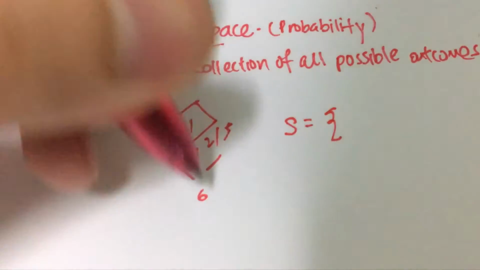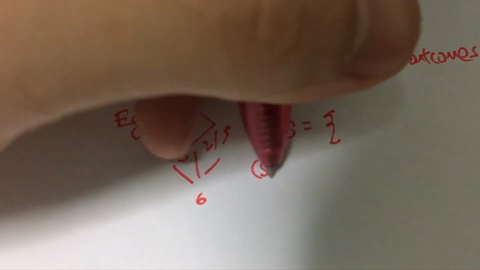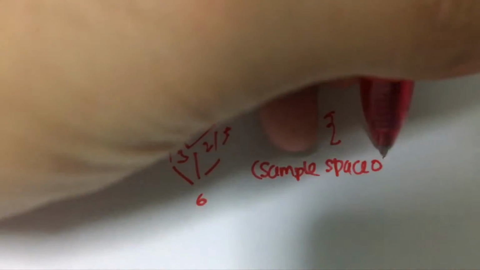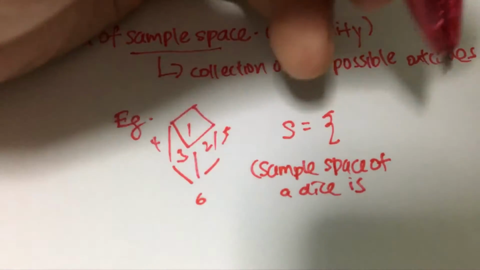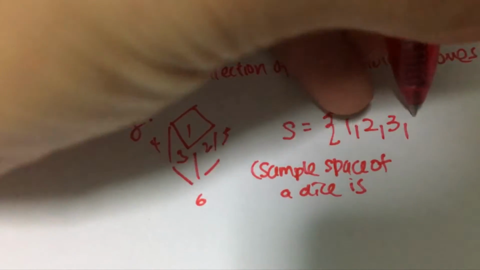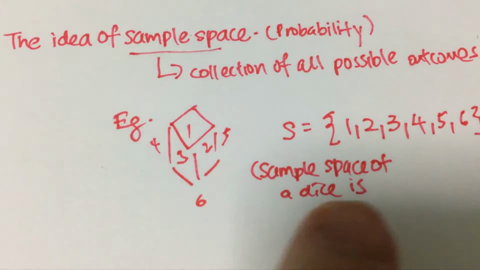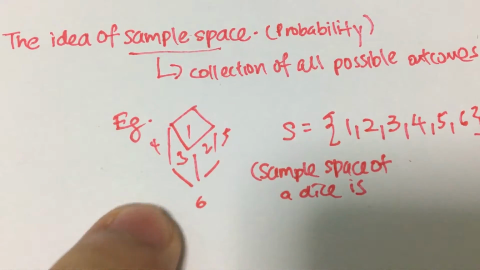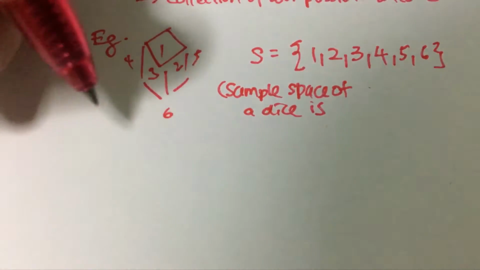So for the sample space of a dice, the sample space of a dice is equal to 1, 2, 3, 4, 5, 6. Basically these are all the possible outcomes when you throw a dice. So let us delve in further.